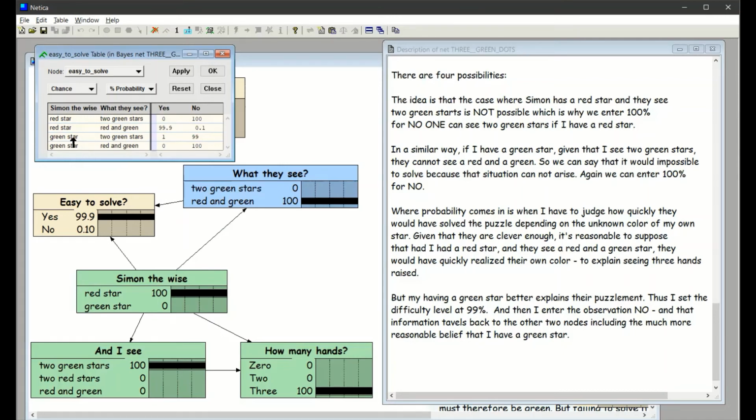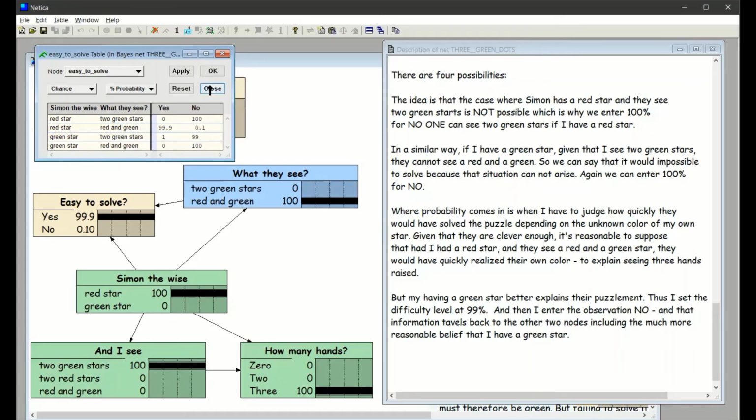Therefore, what remains then is, if he has a green star and they see 2 green stars, well then it's a little trickier to solve. Which is why we can say, oh, not so easy to solve, and we'll set that at 99%. We could have gone maybe a little lower, but 99% is a reasonable figure.